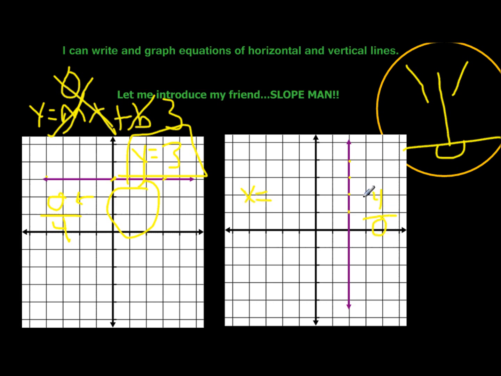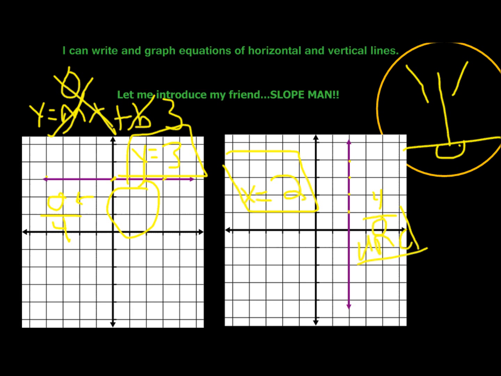So if that's true, that's where my undefined slope comes in. So this is an undefined slope. When the slope is undefined, we're going to get the equation x equals. And we're just going to say, hey, what is x always equal to? And in this case, x is always equal to 2. So the equation of my line here is x equals 2. And over here, it's y equals 3.